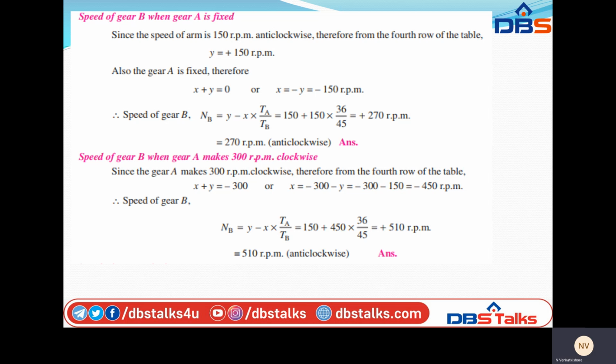So then what about the speed of gear B for this condition? Speed of gear B is equal to, what is the formula? Y minus x into TA by TB. That is always the constant. So the formula is always constant.